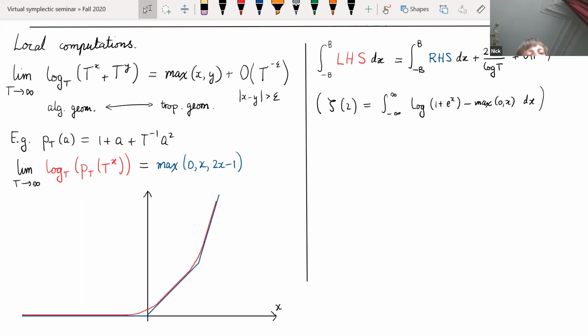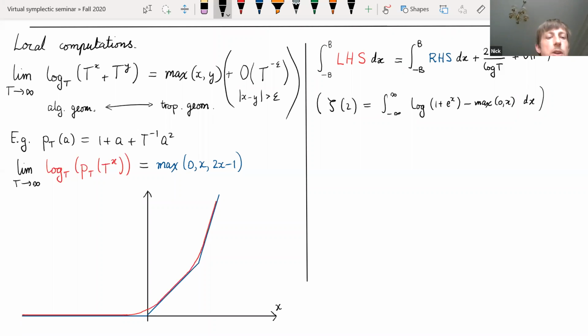Okay, so it's based on this Maslov dequantization, which is a fancy name. Oh, I was supposed to erase that. Oh well. Forget about this bit here for the moment. As t goes to infinity, log base t of t to the x plus t to the y converges to the max of x and y. And this is fundamentally how we interpolate between algebraic geometry and tropical geometry.